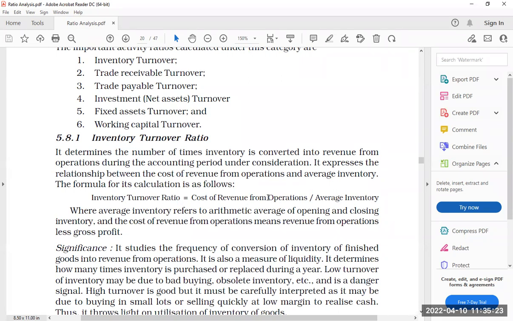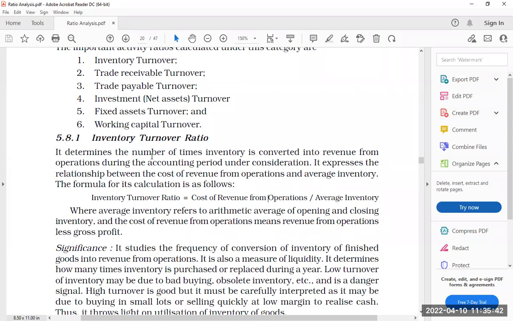Sales is an open figure. Sales is available in the public domain. In the profit and loss account, the first line is sales, revenue from operation. You take that. If profit is there, minus profit from revenue from operation, you will get a concept of cost of revenue from operation. Okay.